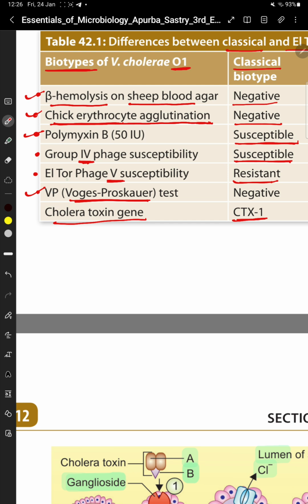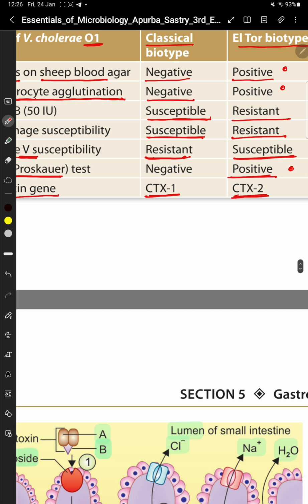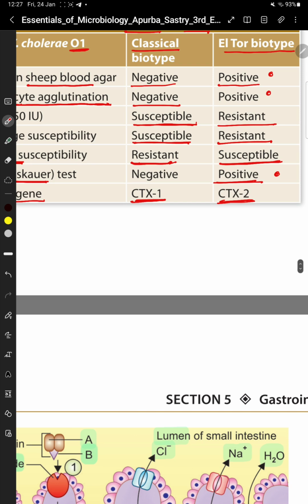El Tor is susceptible for El Tor phage 5 susceptibility. Okay? And classical will be resistant to phage 5 susceptibility. The cholera toxin gene is CTX1 for classical biotype and CTX2 for El Tor biotype.